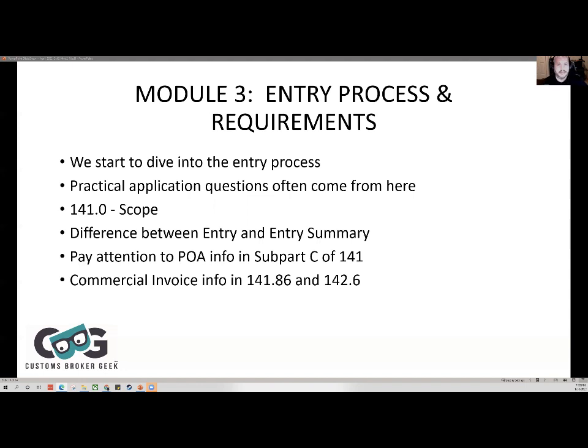You really need to understand the entry process and the requirements in great detail, as they serve as the fundamentals for the industry. Practical application questions often come from here. Most people do very well in these chapters, so ensure you understand it.